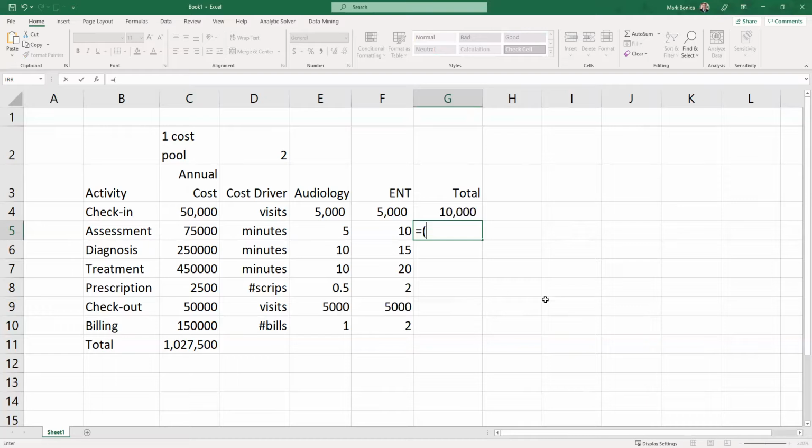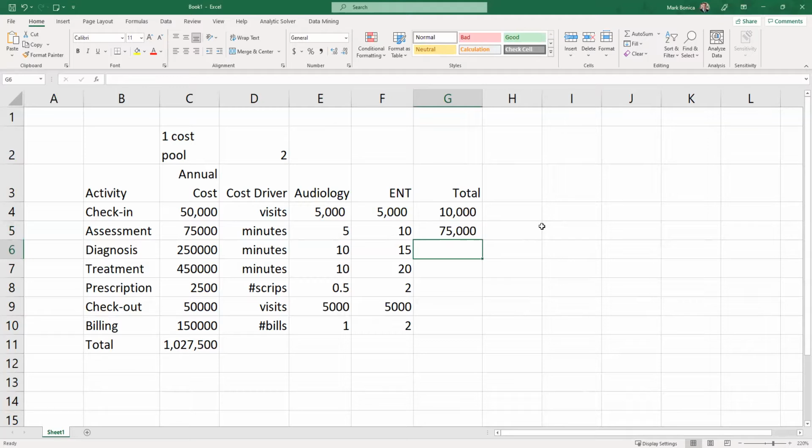So I'm going to do that over here. I'm going to take 5 times 5,000. And then to get the total, I need to do the same thing for ENT. So ENT has 10 minutes per visit times 5,000 visits. So 10 times 5,000 is 50,000. So when I add this up, I get 5 times 5,000 is 25,000 plus 10 times 5,000 is 50,000. So 25 plus 50, 75,000. What happened there? Oh, I did a plus instead of a multiply. That's what happened. There we go, 75,000.